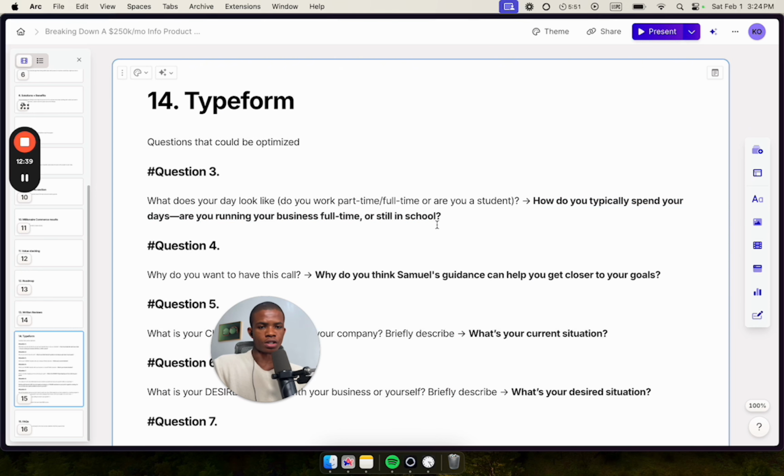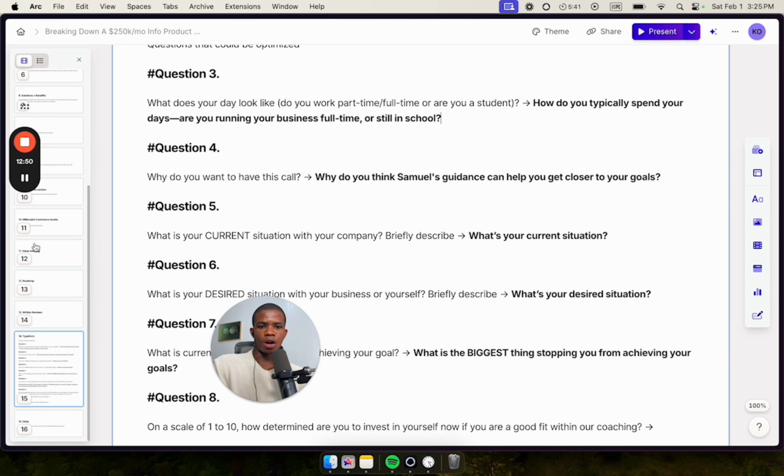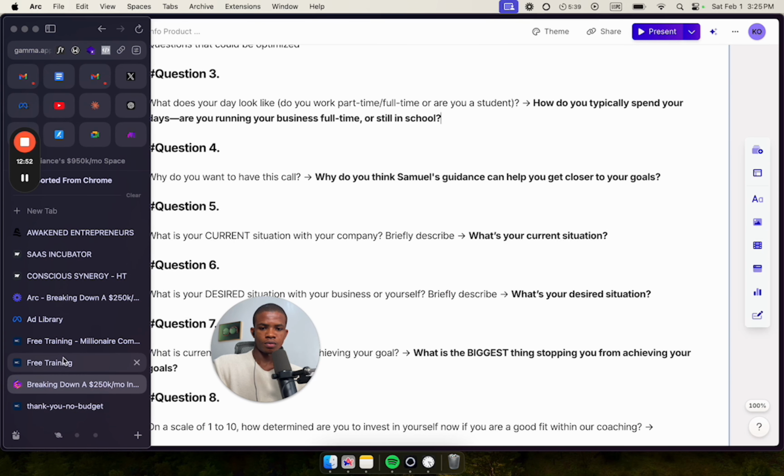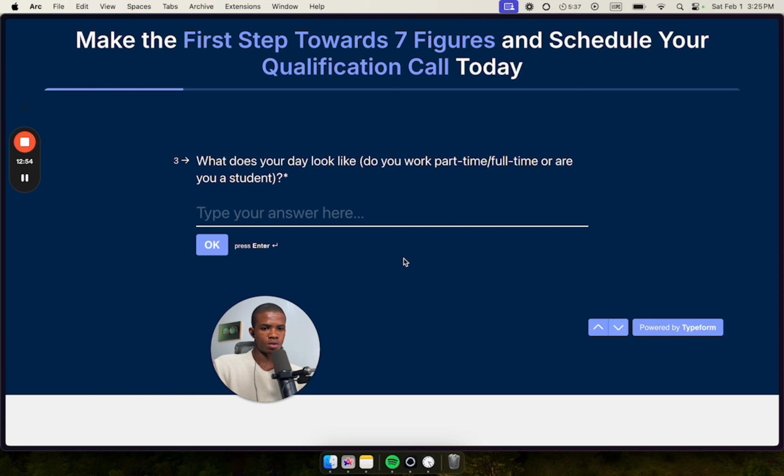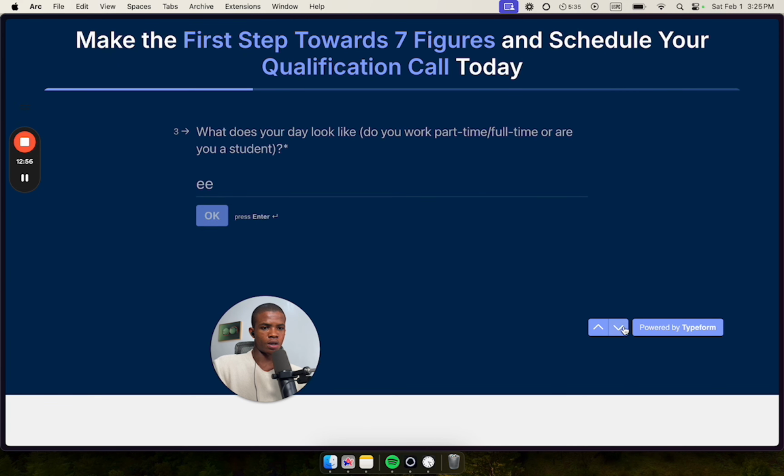This is going to make it easier for them to understand, because right now this question is a very good question, but again, we need to make it very easy. We need to optimize for reduction in friction. That's what you want to do with your funnel. Now, question 4. Let's go over here. So, just going to fill that in.